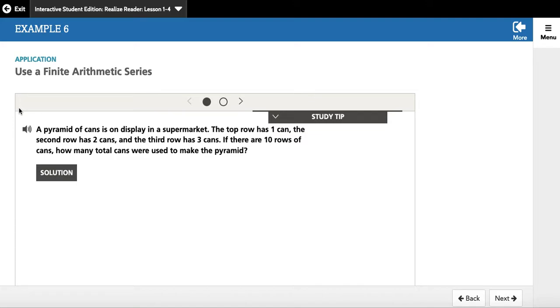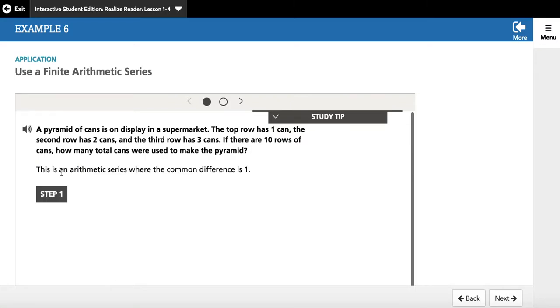Again, we could write that all down and figure it out because there's going to be 10 cans in the 10th row, so you just add up 1, 2, 3, 4, 5, 6, 7, 8, 9, 10. But we want to find out how to use the formula and whatnot. Might even be faster. Maybe not with 10 rows, but this is an arithmetic series because it's going up by 1 every time, so the common difference is 1.